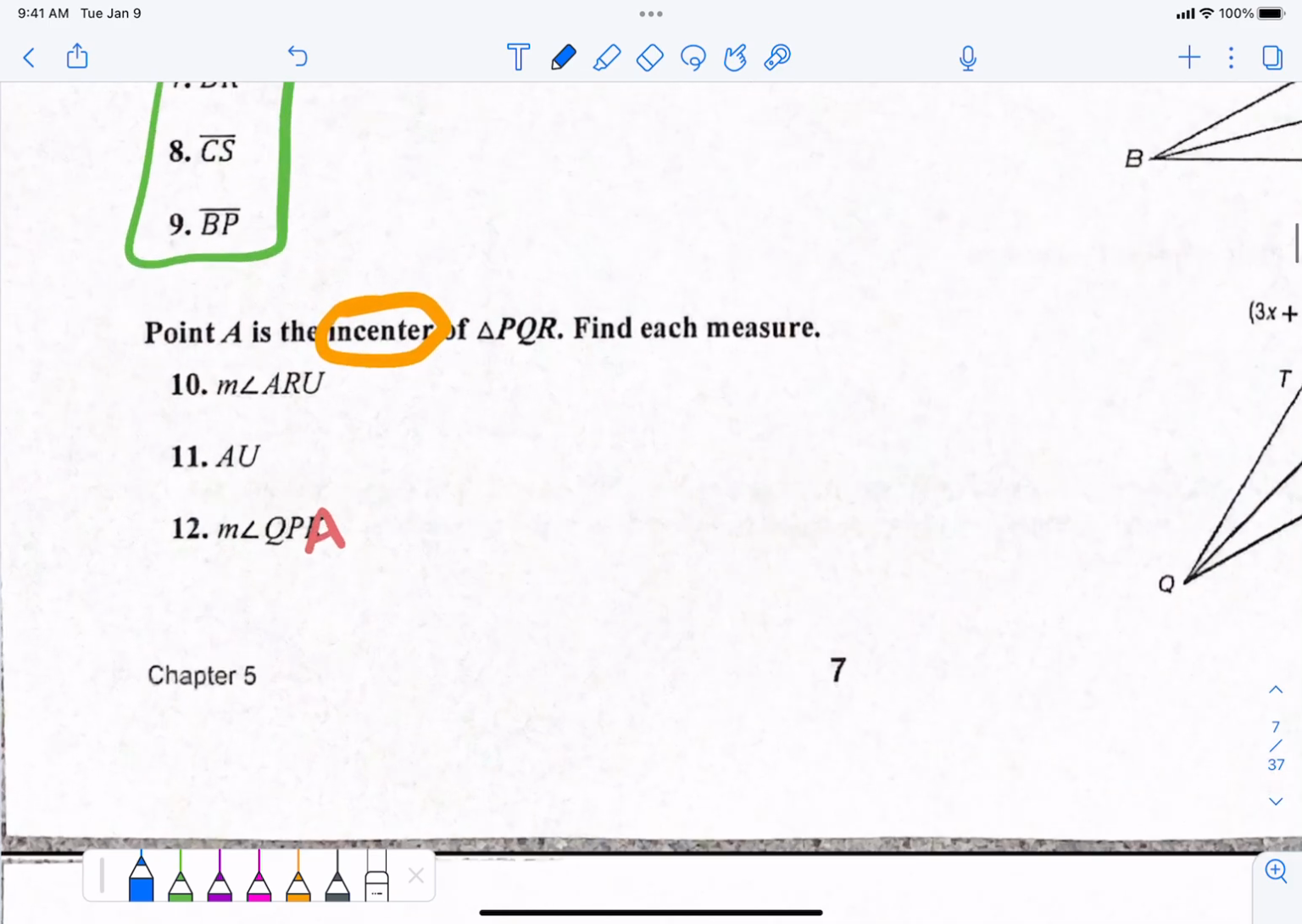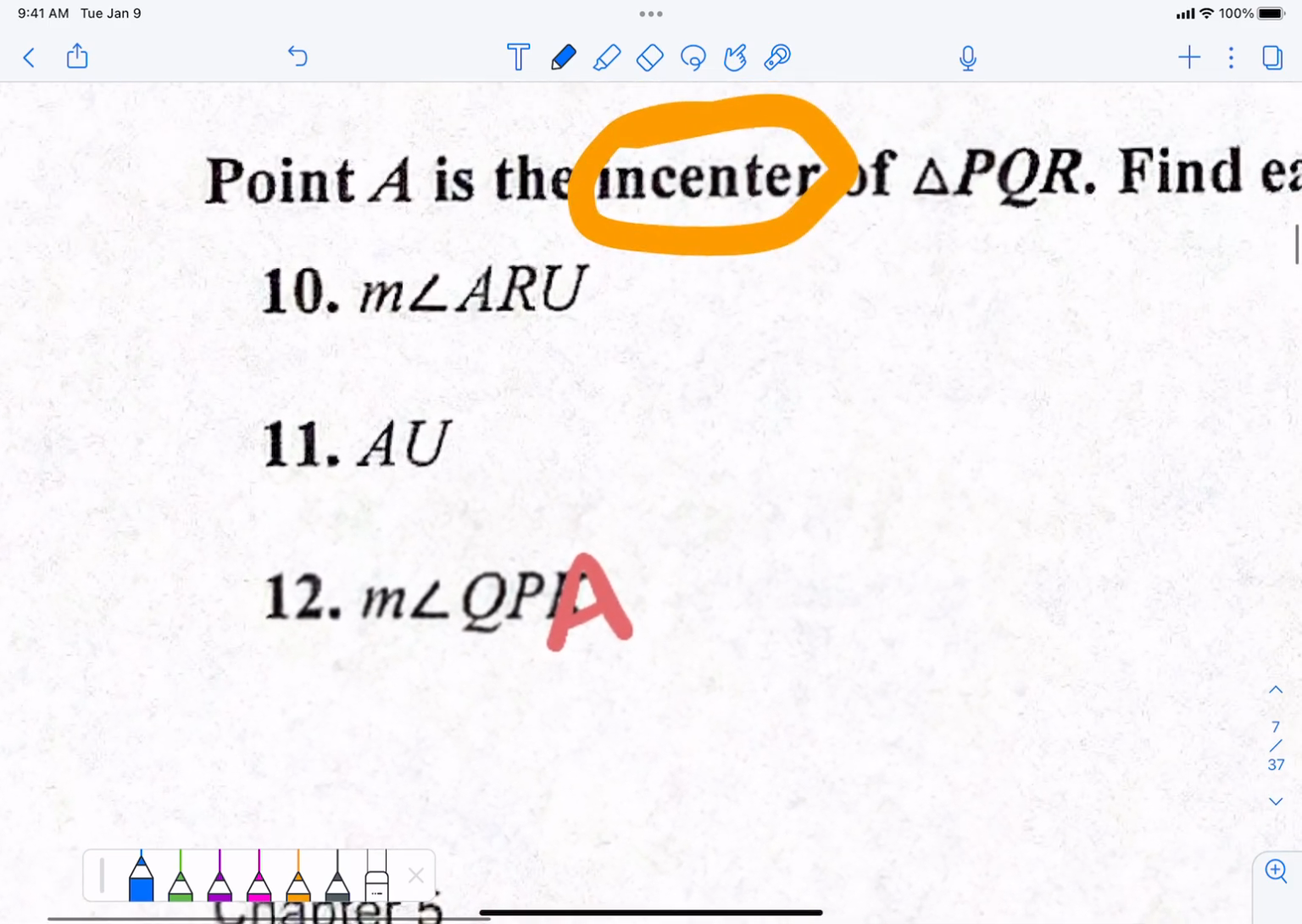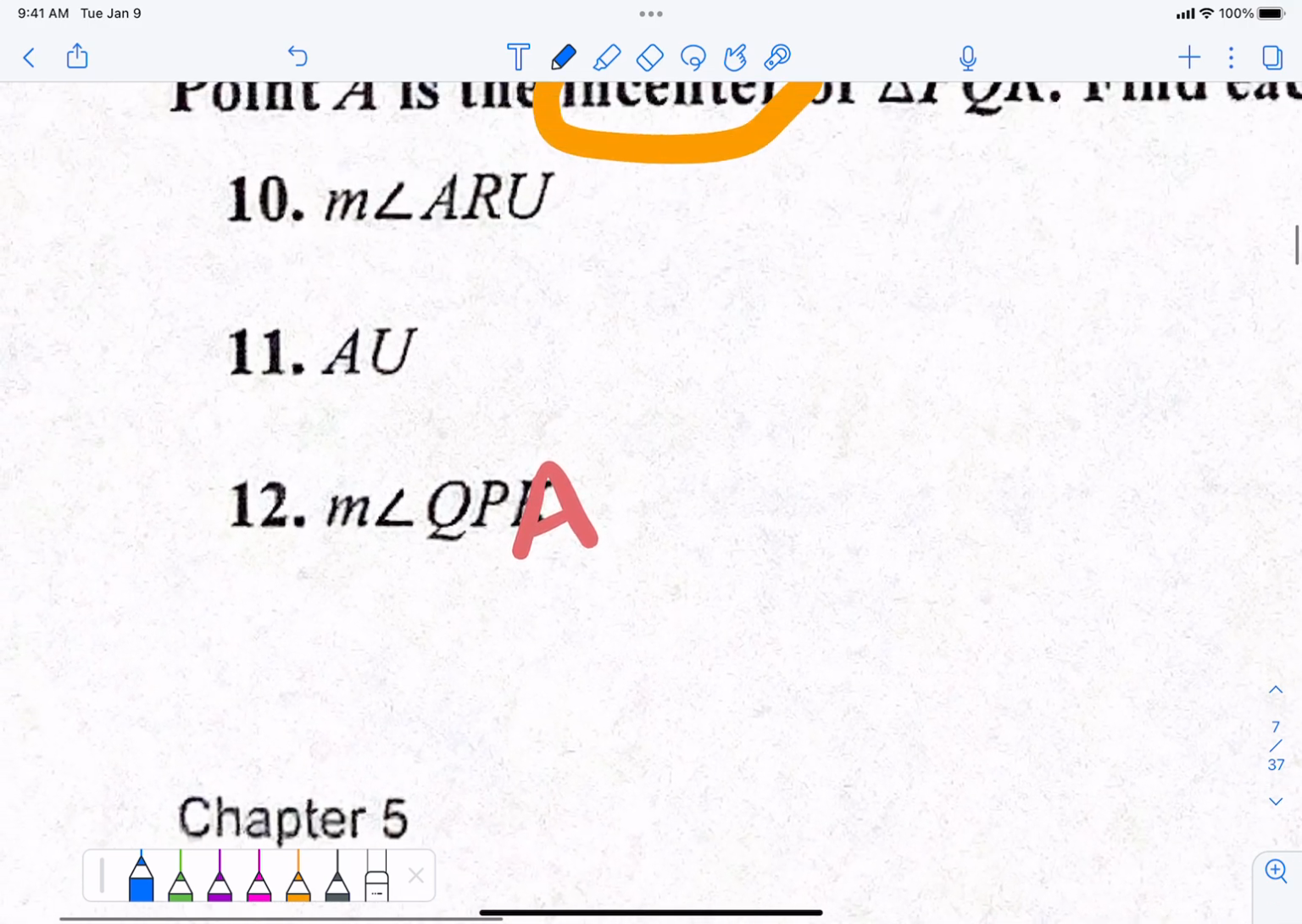Now, there is a typo on skills practice. I'll make sure and say this tomorrow because this has to do with tomorrow's homework problem. But the very last one on skills practice, number 12, should say QPA. If you want to fix that now, it should say QPA instead of QPK because QPK isn't even a straight line. QPA is. So I'll make sure and say that again tomorrow, but that is a typo. Okay? Got it?